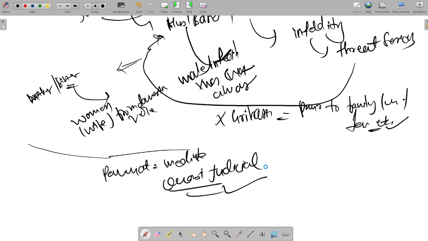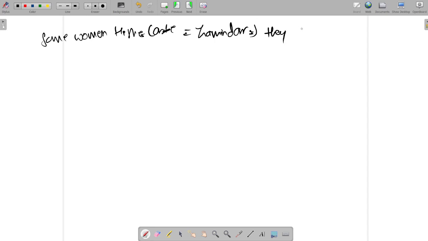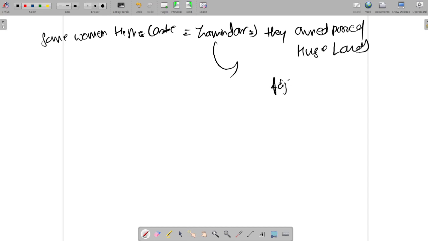Guys, the status of women also rose during these times, as some women of higher caste belonged to the Zamindars category, that is they owned and possessed huge lands. One such community was of Rajshahi in Bengal.